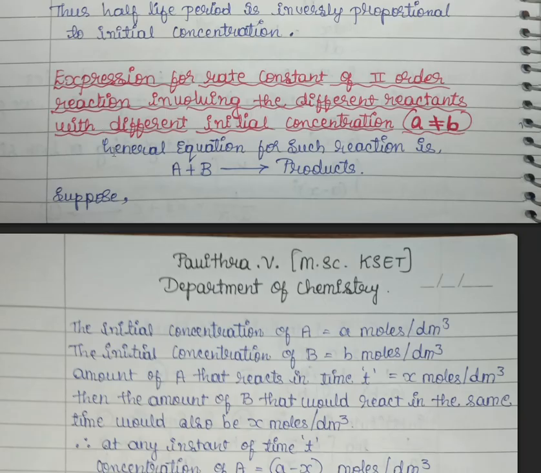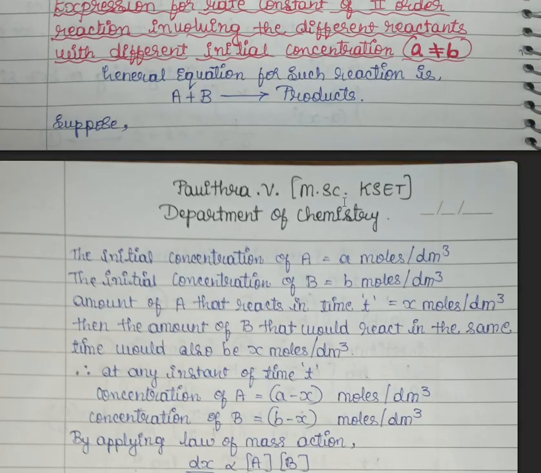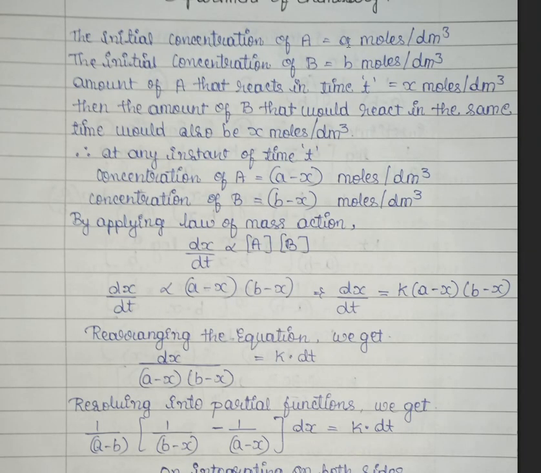Next derivation is the expression for rate constant of a second order reaction when a is not equal to b, that is, two reactants having different concentrations. Hence we are considering a reaction of type A plus B gives products. We consider the initial concentration of reactant A as small a moles per dm cube, and the initial concentration of reactant B as small b moles per dm cube.